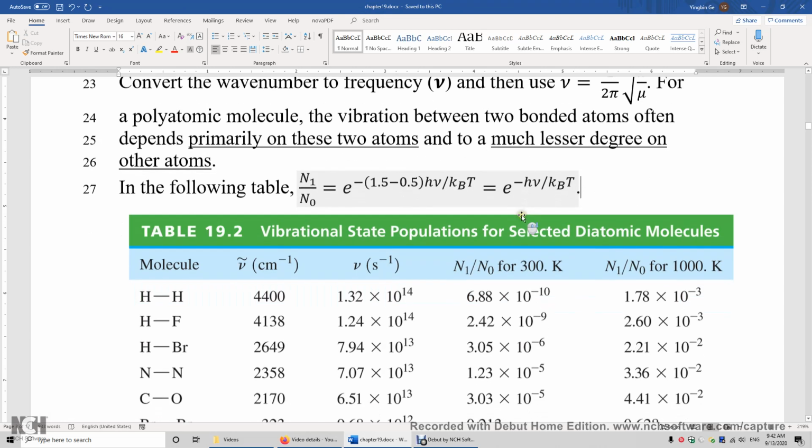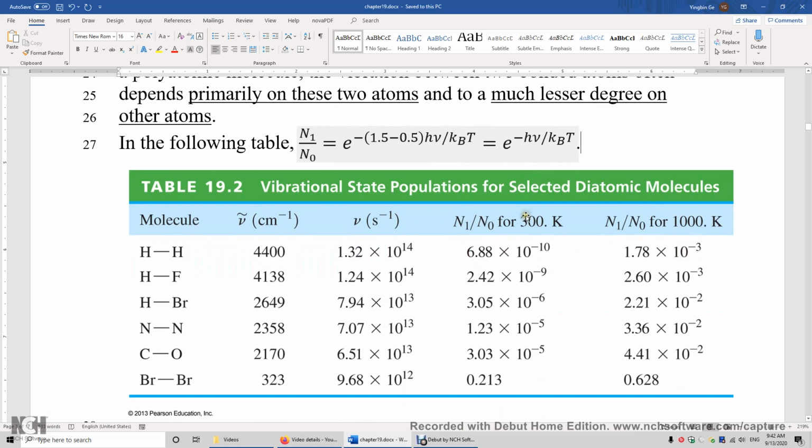So let's look at a few examples in this table. All right, let's compare this H2 molecule with the bromine 2 molecule. And you can see this wave number is 4400. This wave number is only 300. So basically it tells you the vibrational frequency of H2 is much higher than the vibrational frequency of bromine 2.